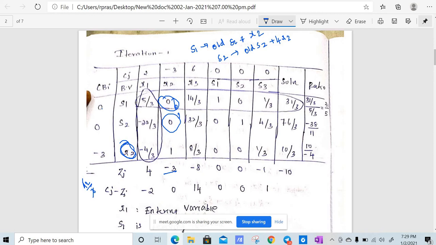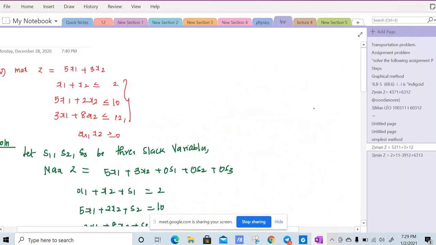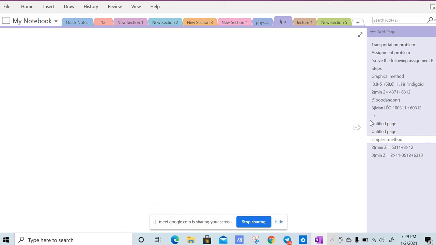And you find Cj minus Zj. So 2 minus 4, 2 minus 3 minus 3. Minus 3 plus 3 will be 0. And again you can see all values are not less than or equal to 0. It has to be greater than or equal to 0 because it is minimization, right? For maximum, all values of Cj minus Zj have to be less than or equal to 0, right?